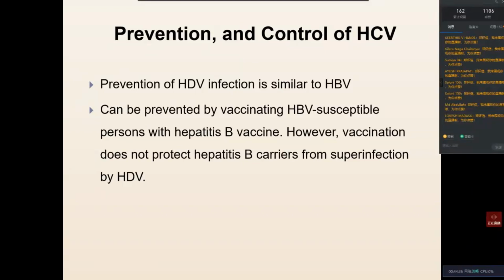It's a co-infection with HBV virus, so prevention of HDV is similar to HBV. HDV infection can be prevented by vaccinating HBV susceptible persons with the hepatitis B virus, HBV vaccine. But vaccination does not protect HBV carriers from superinfection by HDV. So it's interesting that to protect from HDV infection, you give a person some HBV vaccine. Because without HBV, HDV infection cannot happen.